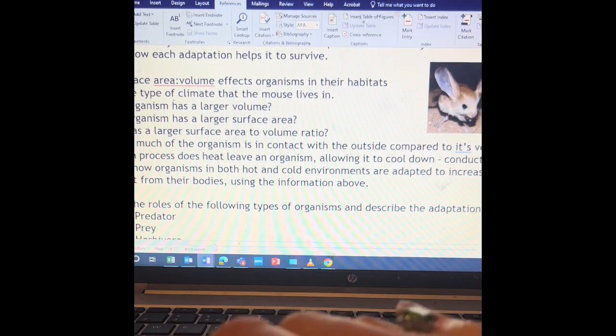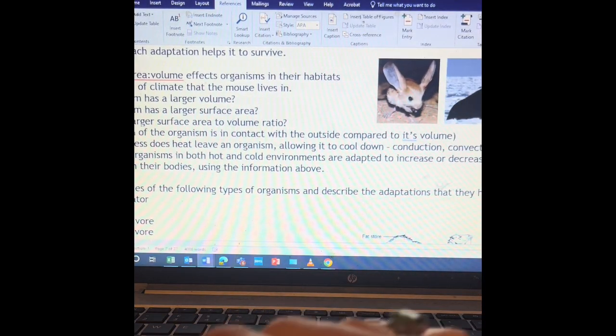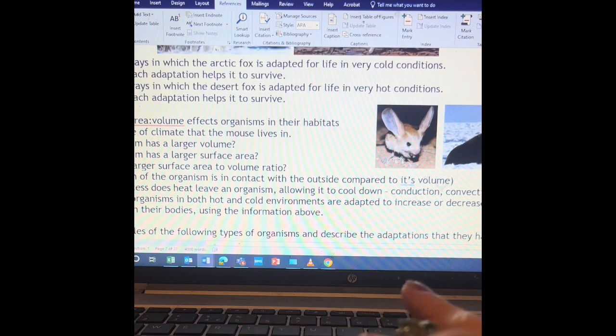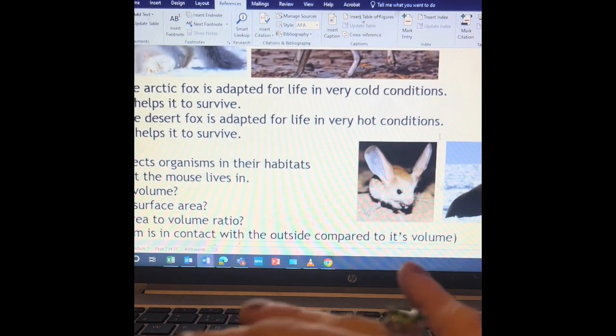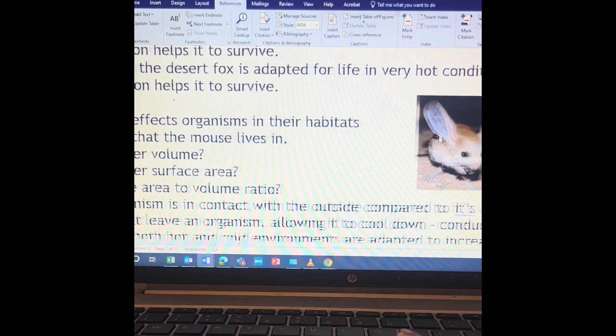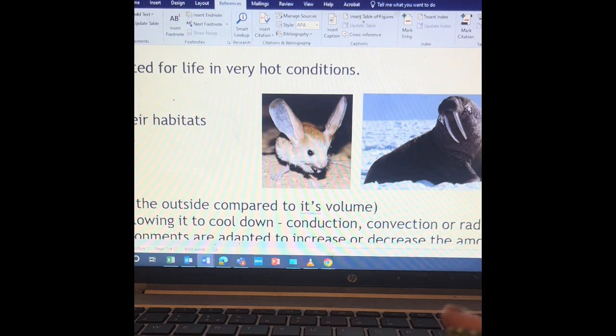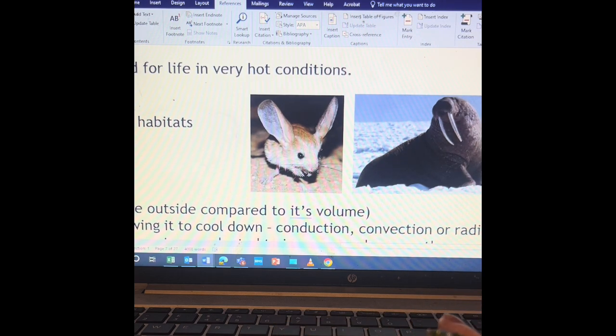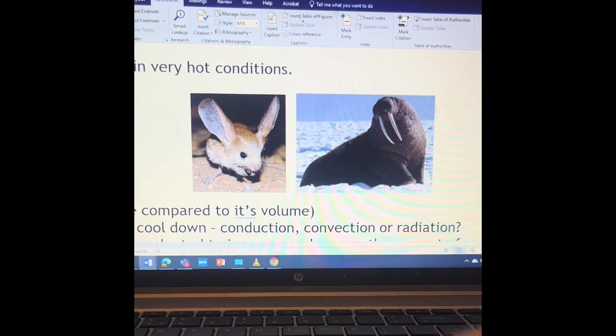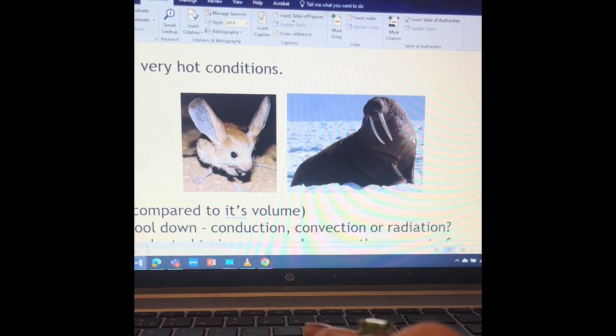Okay, what I want to remind you of here is surface area to volume ratio. This is a bit of a confusing concept in my mind. This organism is a walrus. It is big. It's like a thumb, isn't it? A thumb with little spikes out of its body. These are called tusks. This came up in an end of topic test. They're not teeth, they're tusks.